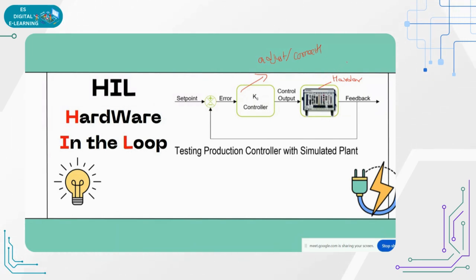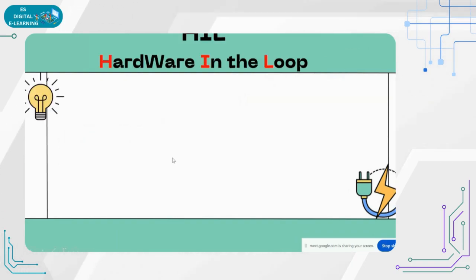This is our controller to process the data. Whatever inputs we are giving from here, it will be giving to the hardware. Here is hardware, and here is one more hardware. Based upon the feedback, it will be adjusted. So HIL means hardware in the loop. You need to write down these running notes.